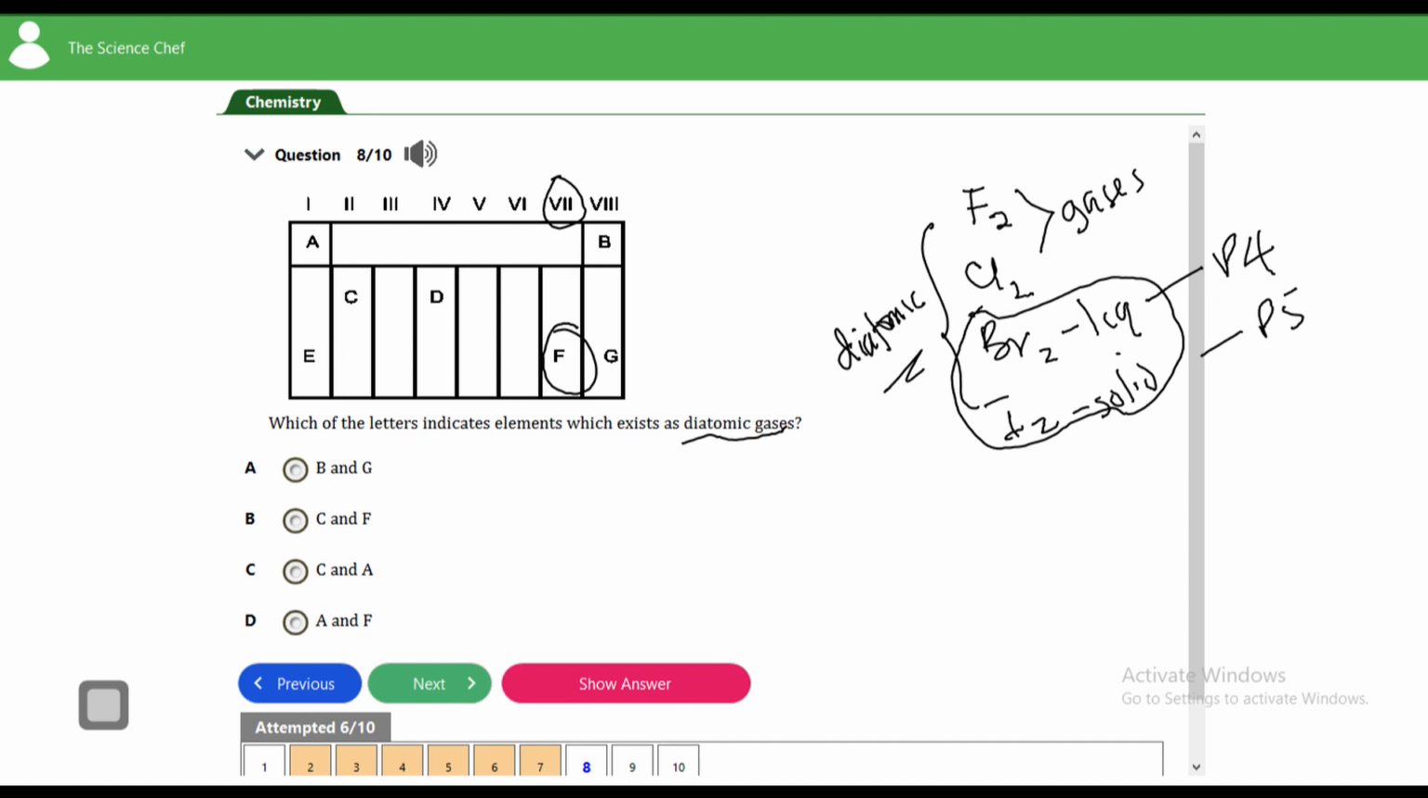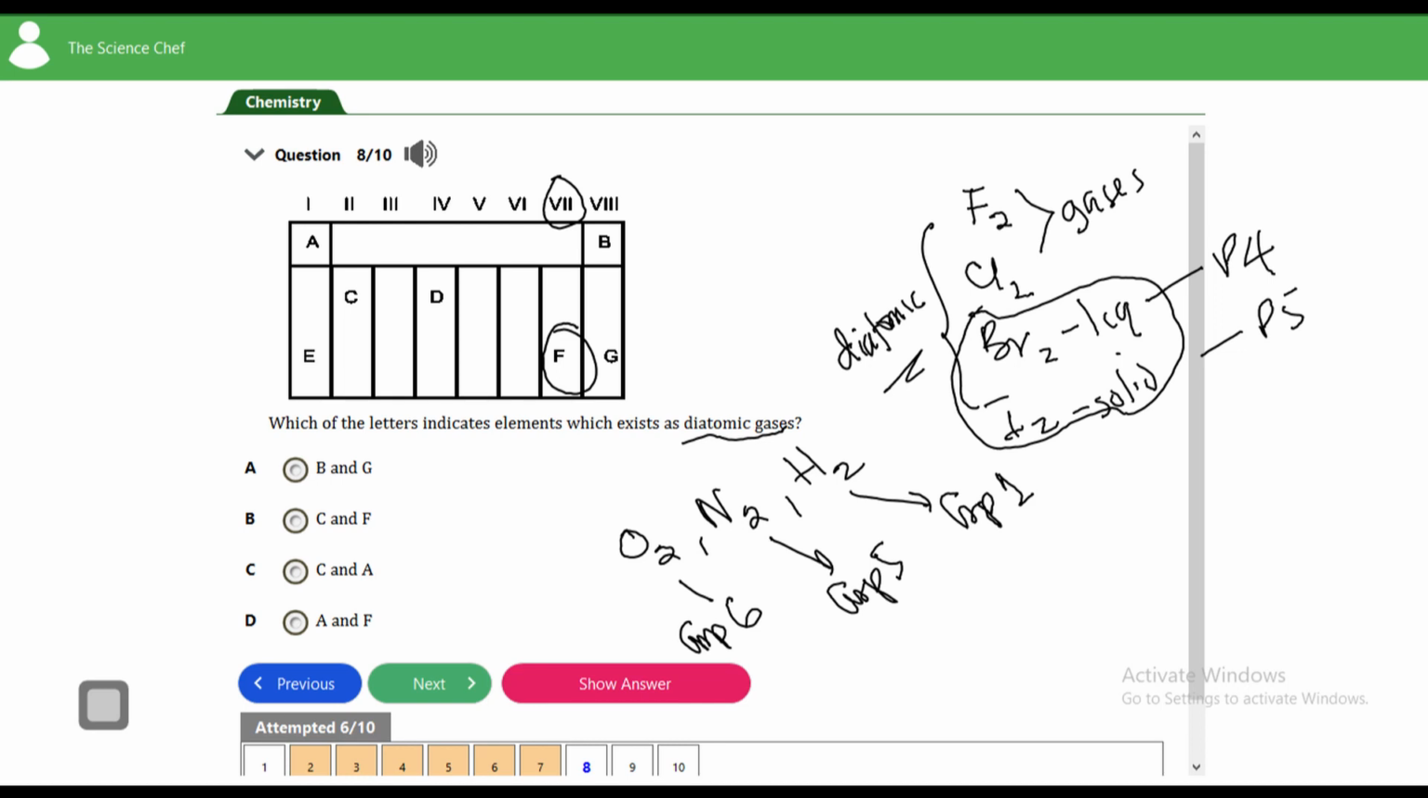Are they the only diatomic gases? No. We have other diatomic molecules that are not in group 7. Those are what? Oxygen, nitrogen, and what? Hydrogen. And all these ones are what? They are all gases, right? So based on this question now, oxygen is in what? Oxygen is in group 6. This one is in group 5. Well, this is group 1. So you're now asked which of the letters indicates elements which exist as diatomic what?